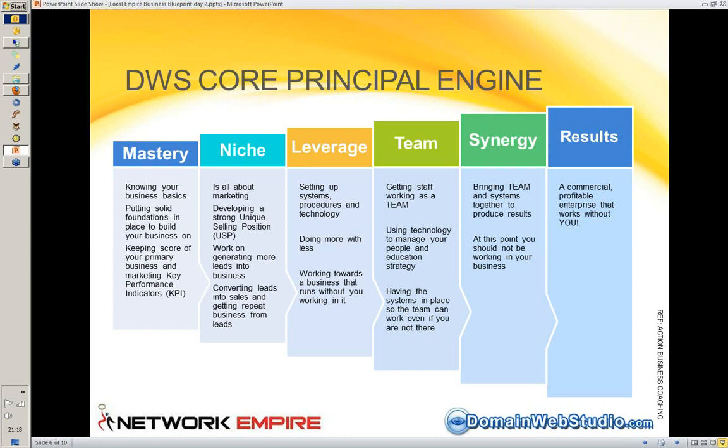So once again, we're using leverage, we're saving time, we're making our procedures very clear, it's very specific, and this is good for team. And if you want to bring people in to work on your projects, it's a piece of cake. Okay, so then synergy is bringing mastery, niche, leverage, and team together. Okay, this is where you bring the team and the system together to produce results.